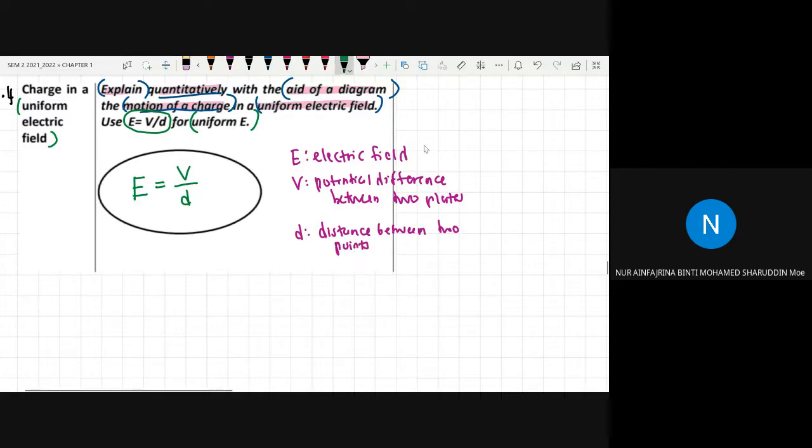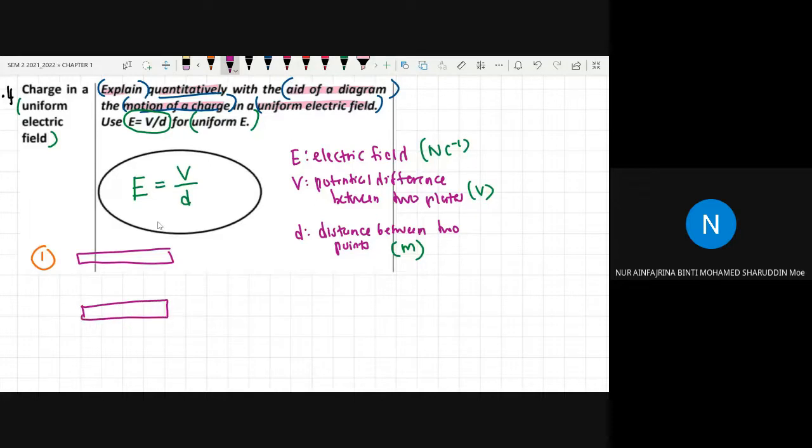So the unit for electric field is Newton per coulomb, potential difference is volt, and distance between two points is meter. Okay, but you are allowed to use this equation when you have a case for two plates. Okay, maksud dua plates adalah, for example, contoh yang pertama adalah you akan ada plate secara melintang, horizontally macam ni. Okay, and dia akan ada different charges lah.